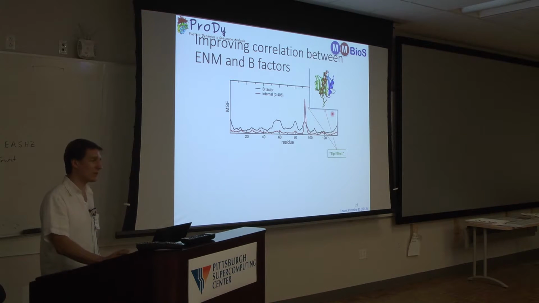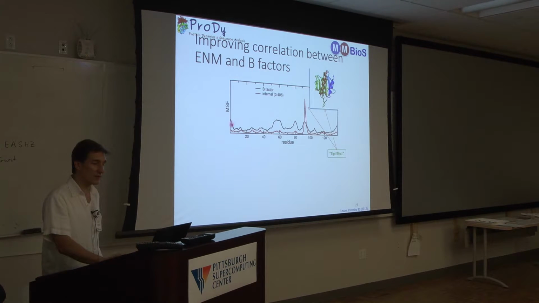This is a well-known issue that crops up when you're using elastic network models. And this comes because these residues on the end are not very highly connected to the rest of the protein. So you're going to have, let's say, lower values on the diagonal of the Hessian in this area, or lower connectivity. So these residues are more free to move around. And therefore, they're going to have large fluctuations.